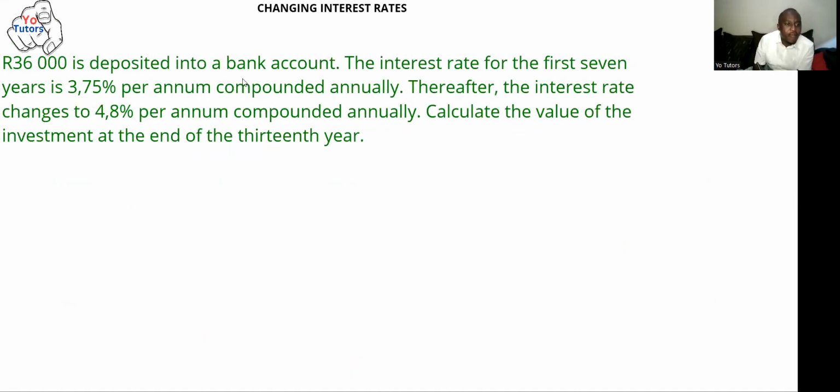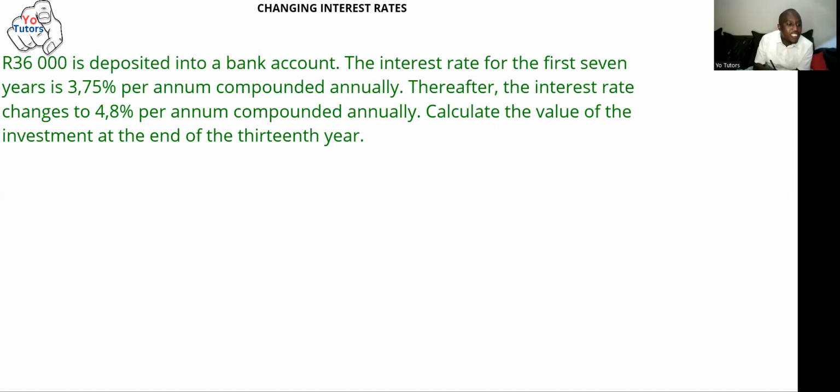360,000 is deposited in a bank. The interest rate for the first 7 years is 3.75% per annum, compounded annually. Thereafter, the interest rate changes to 4.8% per annum, compounded annually. Calculate the value of the investment at the end of the 13 years.